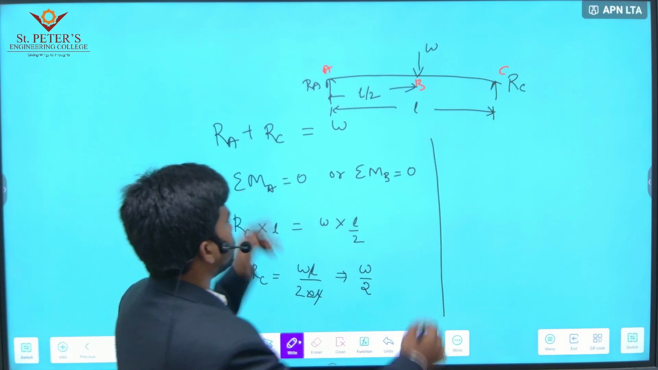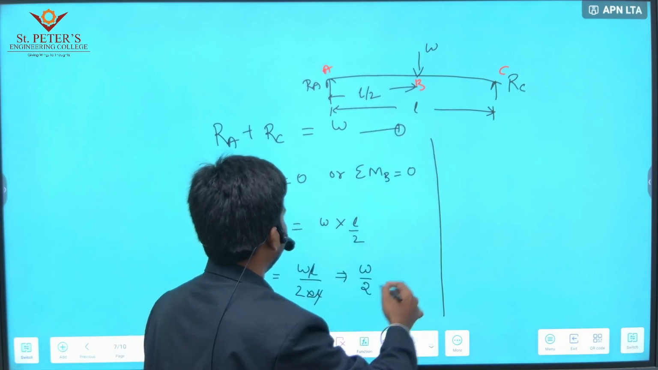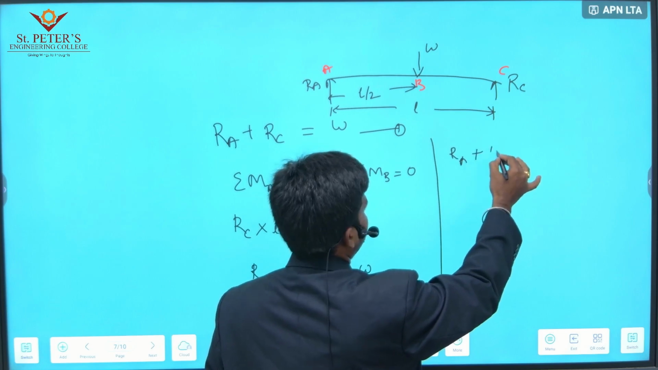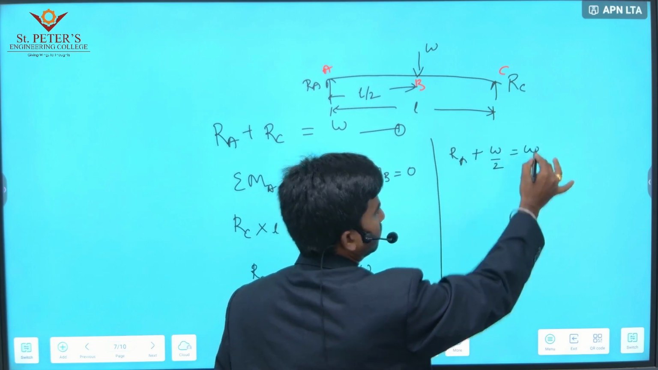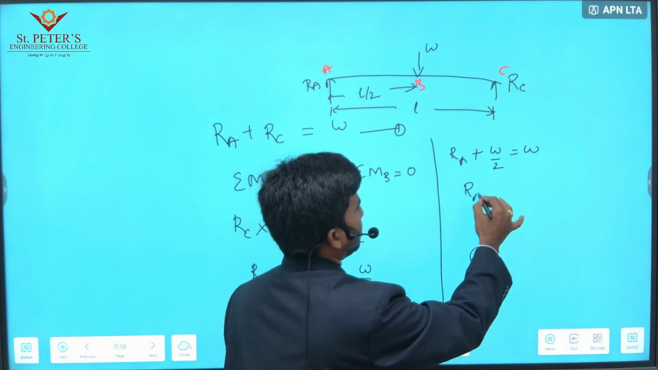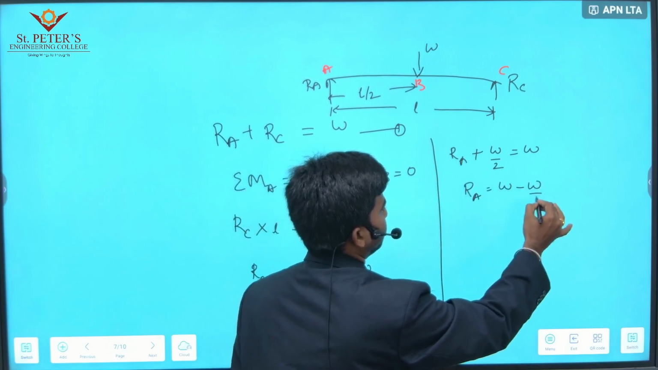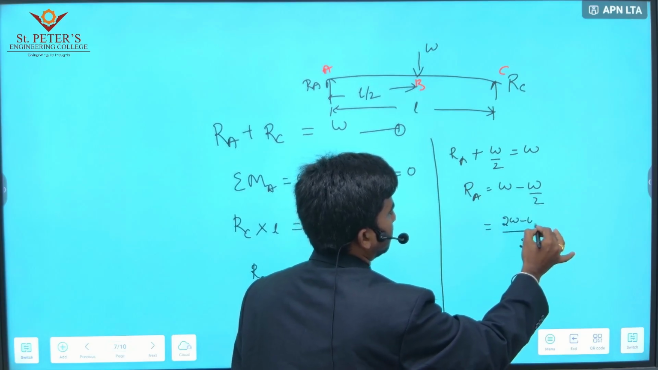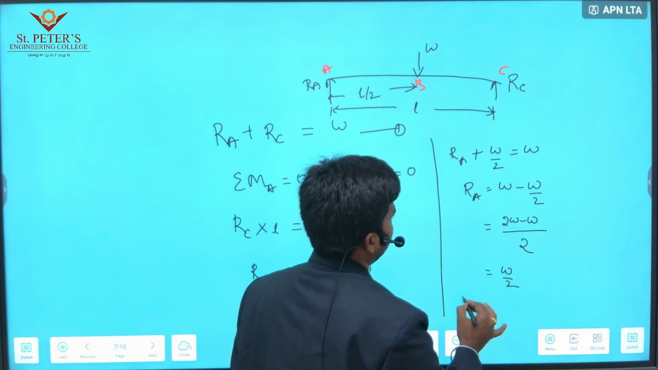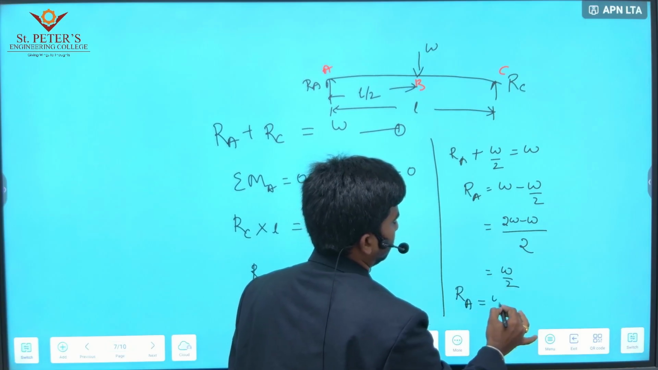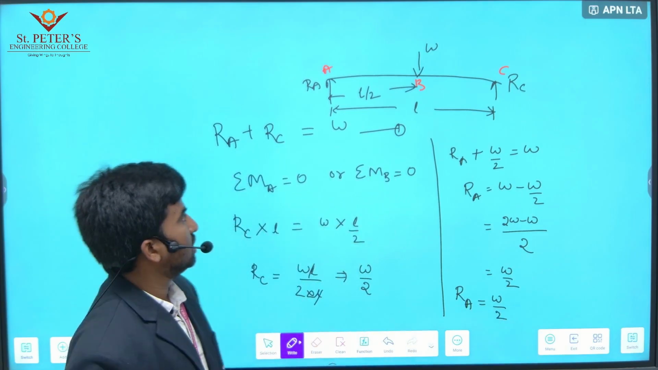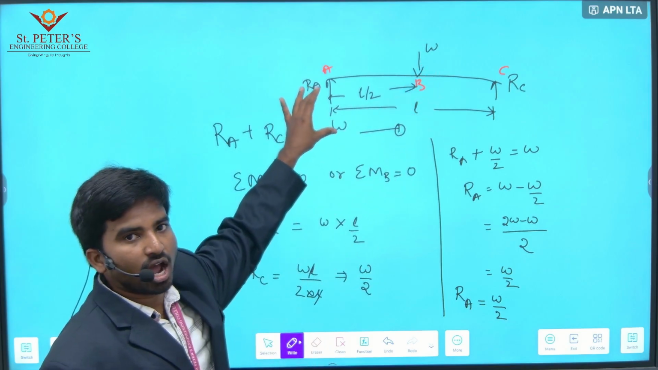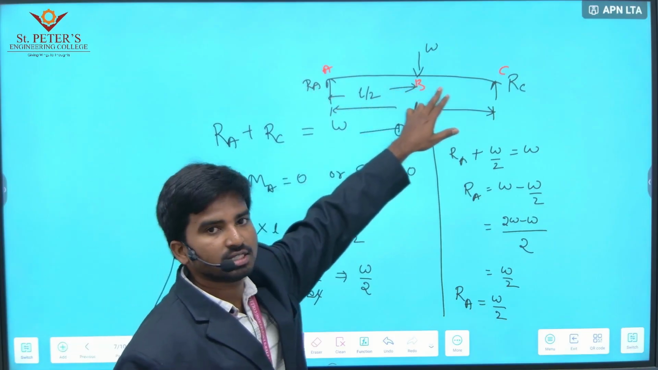Substitute the RC value in the first equation. RA plus RC, that is W by 2, equals W. Therefore RA equals W minus W by 2, that equals 2W minus W over 2, that is W by 2. Simply we can say that if a load acts at center point, the support reactions share half of the load. Why? Because it acts at center point.